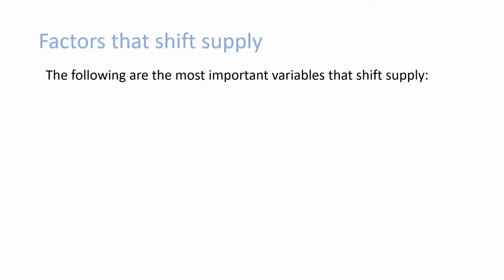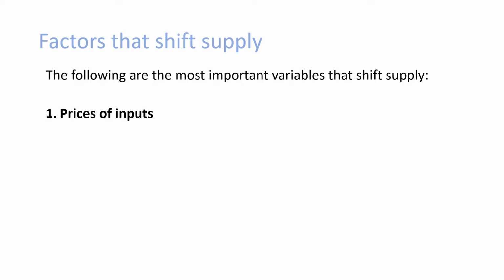Now we'll talk about the factors that shift the supply curve. These are the most important variables that shift the supply curve. First of all, we'll talk about the price of the input. When we talk about the price of the input, that means the inputs that we use to come up with the final product. For example, the raw material that I need to produce this product, labor, or a fixed or variable cost that is considered to be a part of the product.